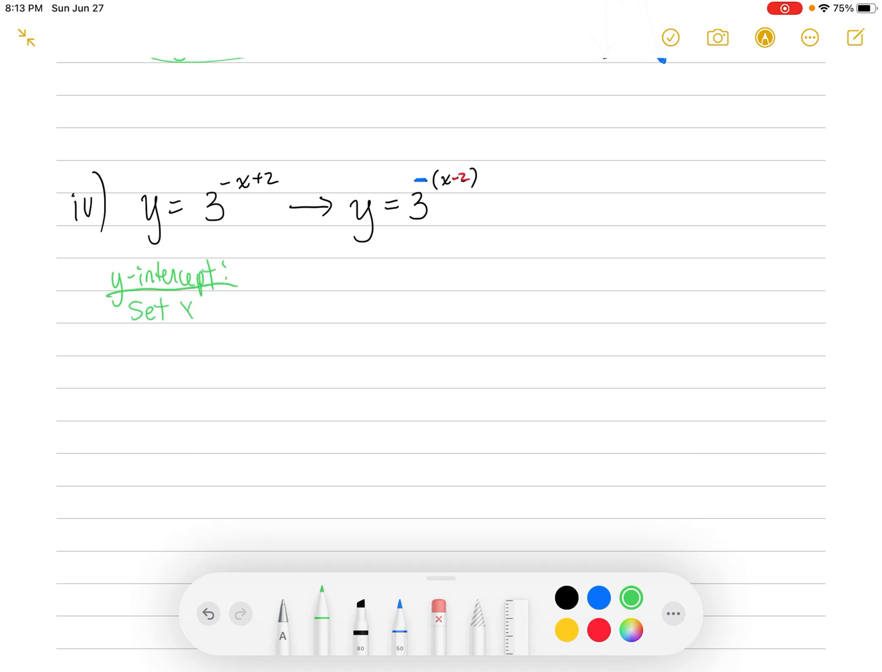It's a much easier way to do it, and the first thing to do would just be to find the y-intercept, like we've been doing. So to find the y-intercept, you set x equal to 0, right? So you get y equals 3 to the negative 0 plus 2. What's negative 0? It's 0. So 0 plus 2 is 2, so I get 3 squared. So y is going to be 3 squared, which is 9. That's my y-intercept.